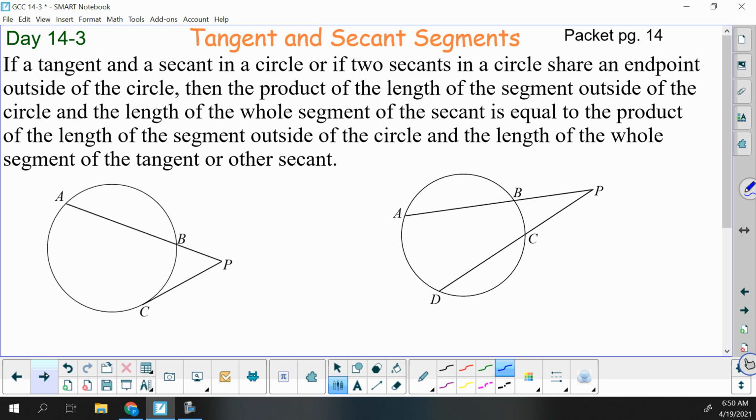In both of these cases, first off, I should say a secant, remember, hits the circle twice. So in the left-hand picture, PA is a secant, and in the right-hand picture, PA and PD are both secants because they hit the circle twice. A tangent hits the circle in one location. So in the left-hand picture, PC would be considered a tangent.